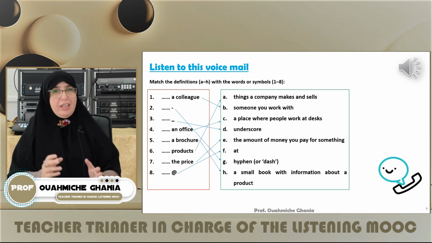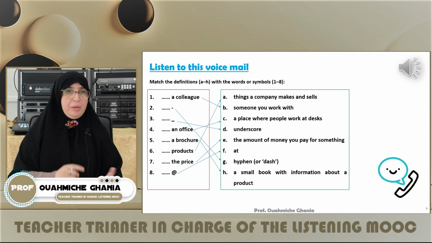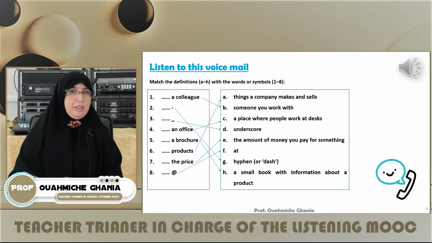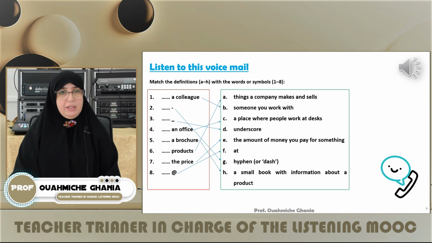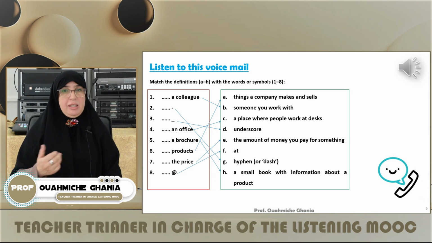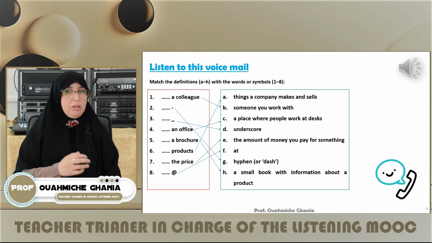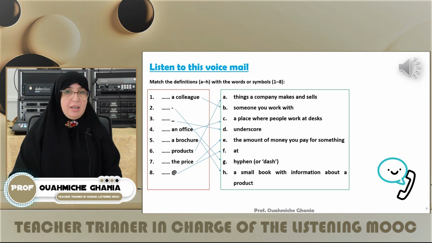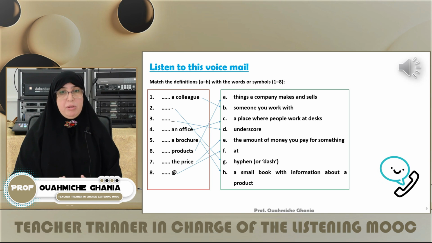So as an exercise here, we can ask you questions relevant to matching. You are requested here to match the definitions with the words or symbols. So the first item is colleague, then we have hyphen, underscore, office, brochure, products, price, and at. In the second column, you have the answers, you just have to match them. Things a company makes and sells, someone you work with, a place where people work at desks, the amount of money you pay for something, at, hyphen or dash, a small book with information about a product.